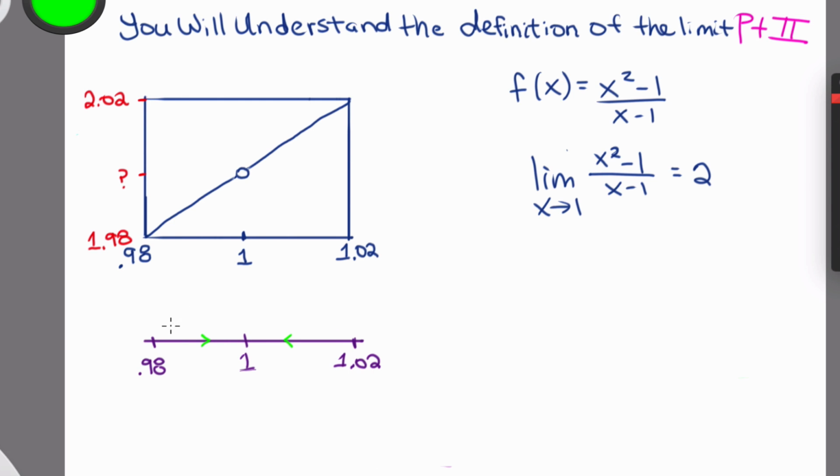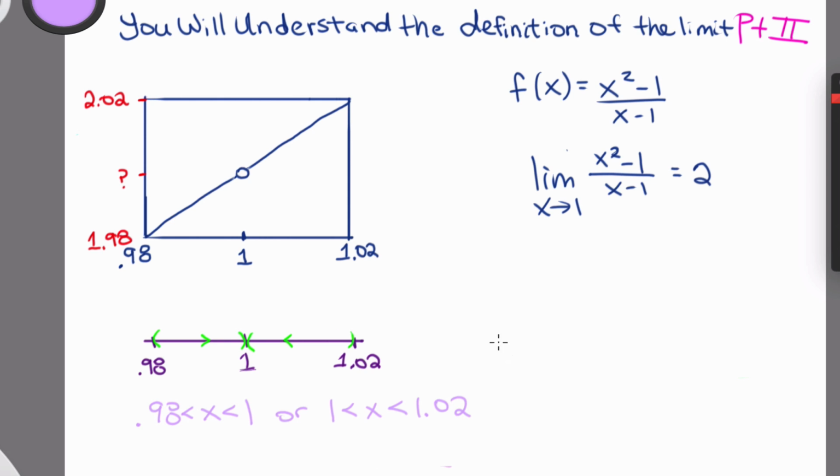For now, let's focus on the inputs. The inputs will be in this interval between 0.98 to 1.02, but we are not interested in the input at x equals 1, because if we plug in 1 into our function, we have 0 on the bottom, which gives us an undefined problem. That was the whole reason that we needed to use limits, so that we can avoid that 1 point and still get a lot of information about the outputs.